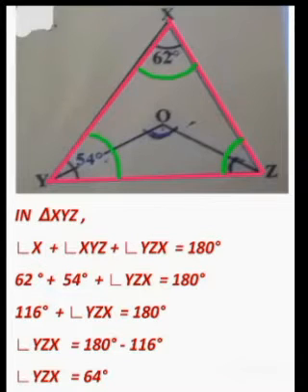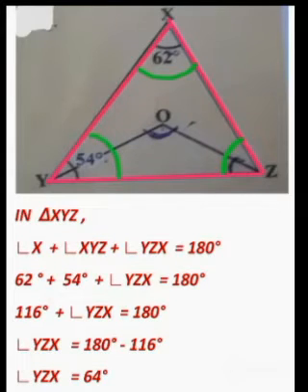So angle X, how much they have given? 62 degrees. Angle Y, how much they have given? 54 degrees. Plus angle YZX is equal to 180 degrees. Now let us add 62 degrees plus 54 degrees. You will get 116 degrees plus angle YZX is equal to 180 degrees.